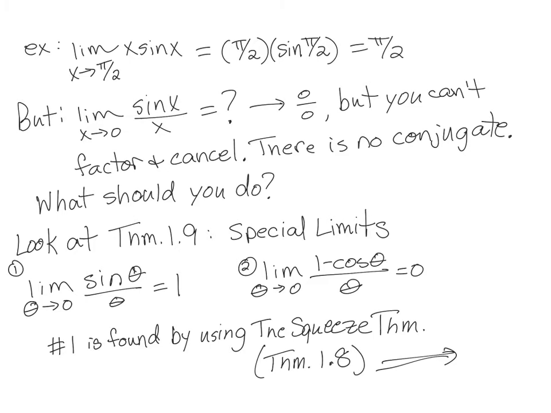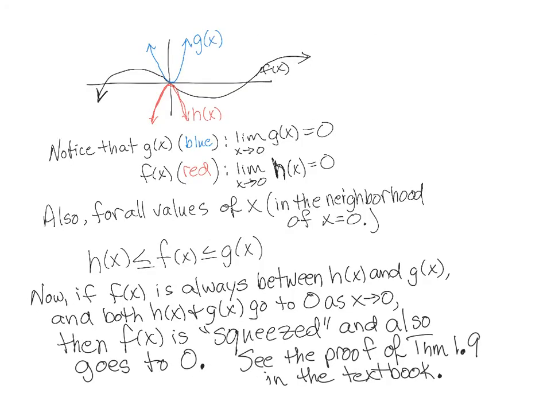Now, number 1, this guy, which is what the other one is based on, is found by using something called the squeeze theorem. The squeeze theorem is theorem 1.8 in your book. Let's look at what happens when you use the squeeze theorem. Let's say I have 3 functions, and they all agree at that point right there. It doesn't have to be 0. They all agree at some point.